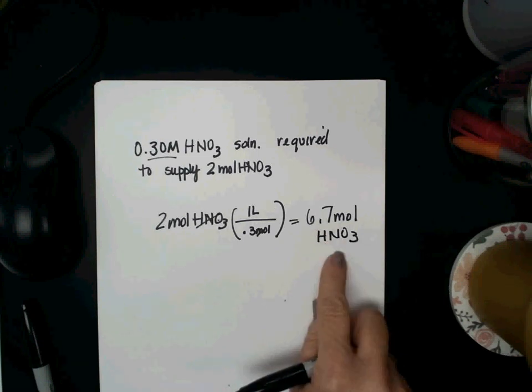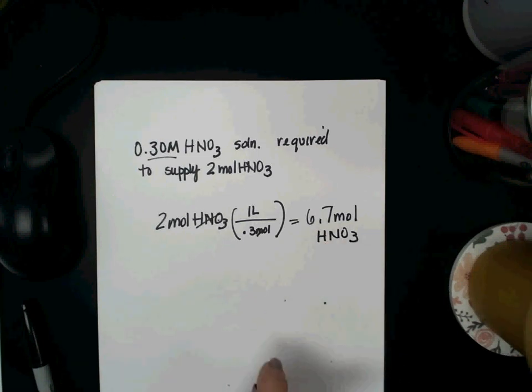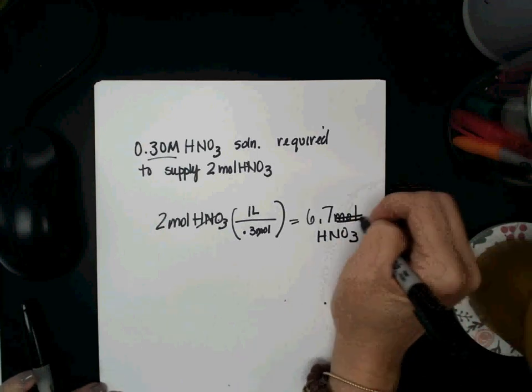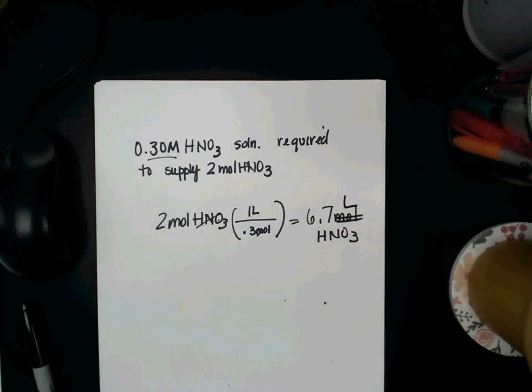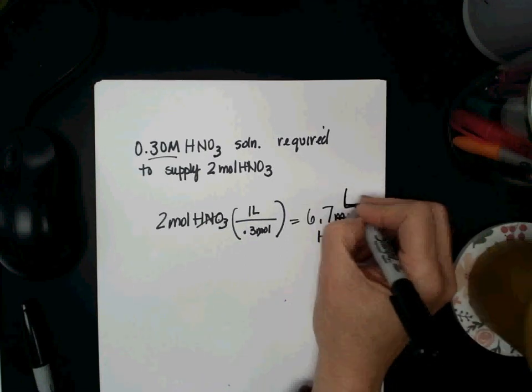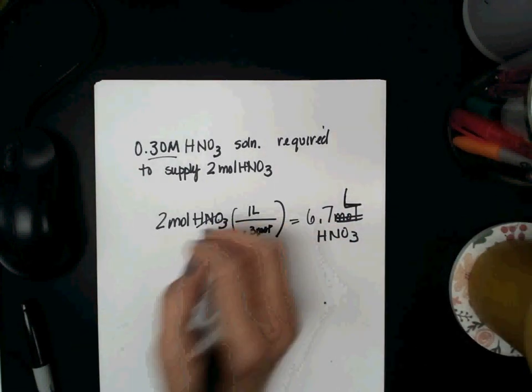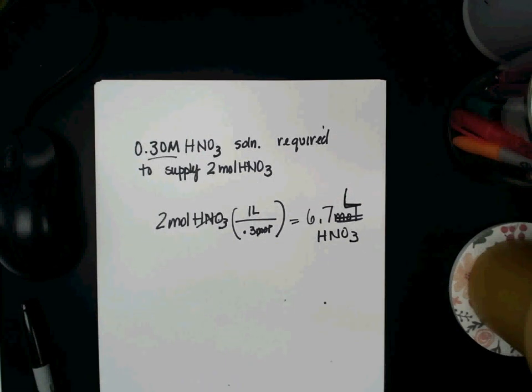So that's how much I would need of a 0.3 molar solution in order to have 2 moles of the nitric acid. Would it be liters? What did I write? Moles? Yeah, it would be liters, sorry. I'm saying one thing, writing another. Thank you. So it should be 6.7 liters. So in that 6.7 liters, there are 2 moles of nitric acid. How many grams of nitric acid are in there? Figure it out.